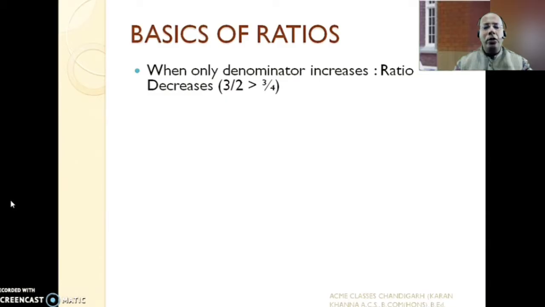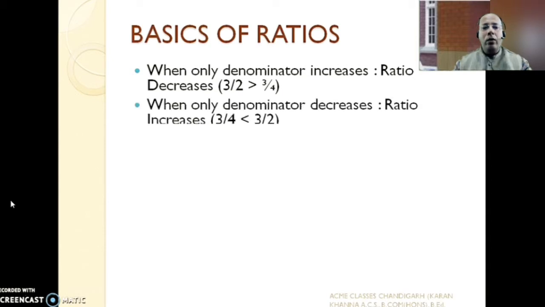Let's assume our original ratio is 3/2 and we increase the denominator from 2 to 4. So the value of the ratio decreases. The original ratio becomes more than the newer ratio. So when only the denominator increases, the new ratio decreases as compared to the original one. When only the denominator decreases, the new ratio value is more than the original value.